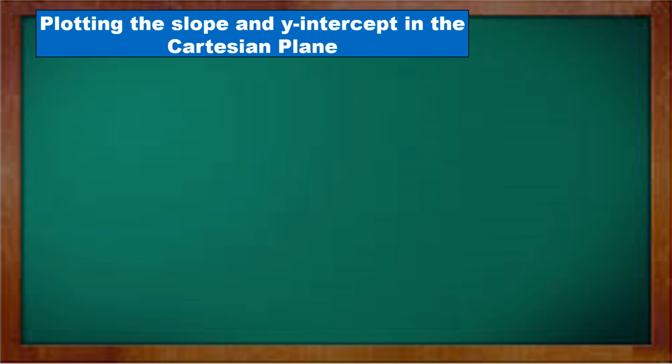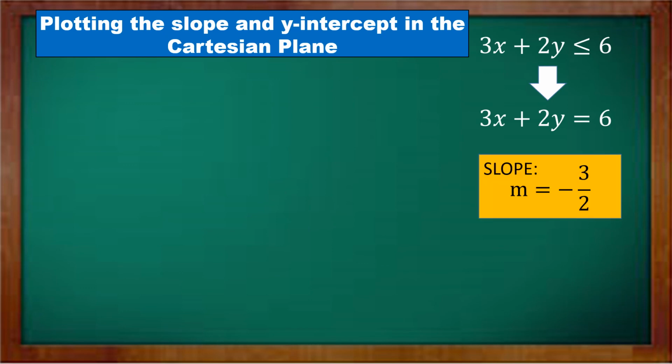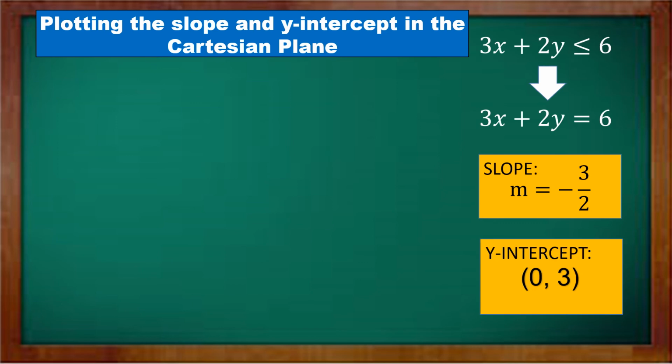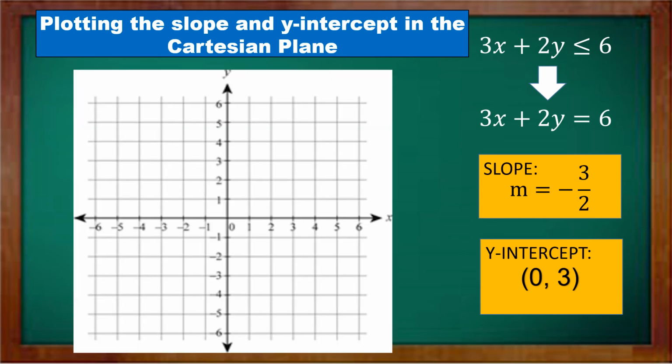Proceeding to our next step, which is plotting the slope and y-intercept on the Cartesian plane. Again, we have our given inequality, 3x plus 2y less than or equal to 6, and from that we transformed it into an equation, and from that equation we determined its slope, which is negative 3 halves, and our y-intercept, which is (0, 3). Now we are ready to plot it on the Cartesian plane.